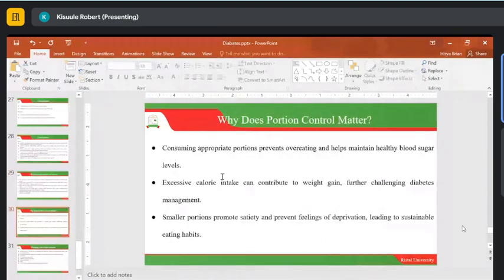Why does control matter at the end of the day? We are saying consuming appropriate proportions prevents overeating and also maintains healthy blood levels. When you realize you don't need a supper that day, please don't eat it. Why are you putting in food that you don't need, that is just going to give your body a lot of work to do?